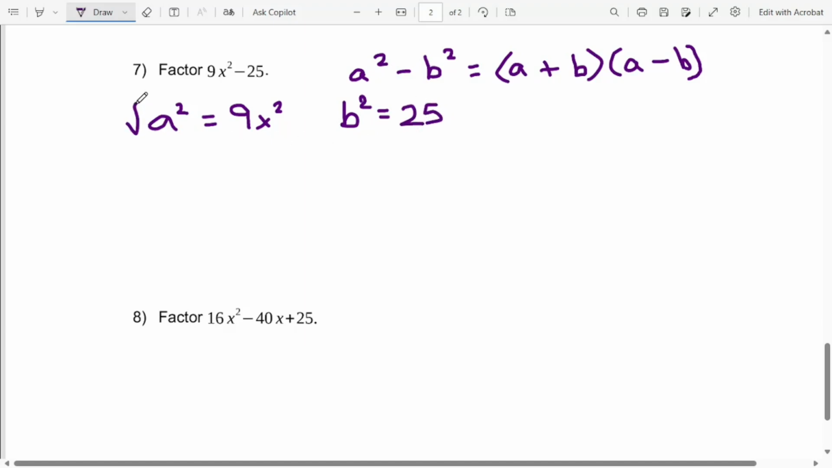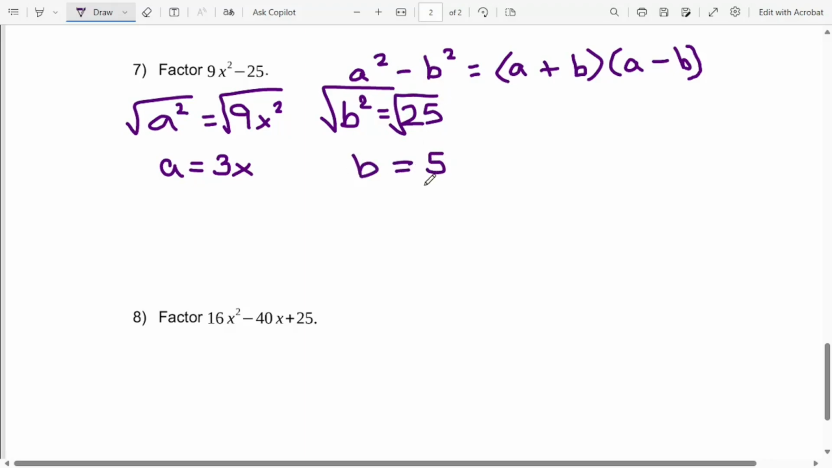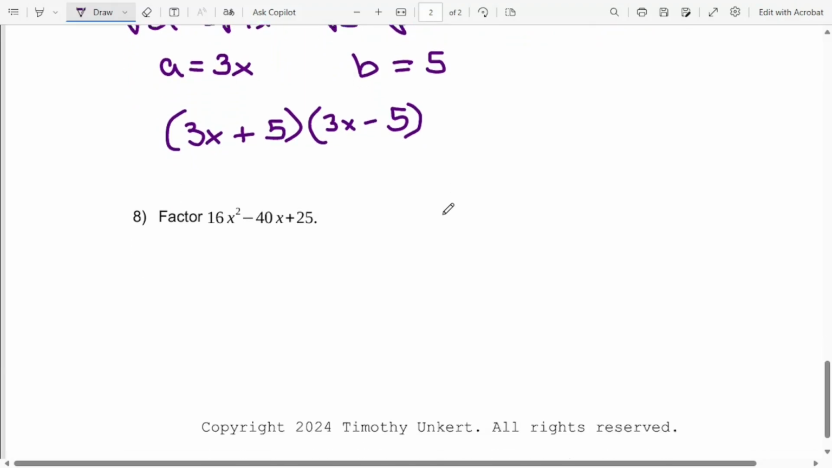So if I take the square root of both of those, I get a is 3x. Take the square root of both sides here, I get b is 5. So this is going to factor to 3x plus 5 times 3x minus 5. And we're done with that one.